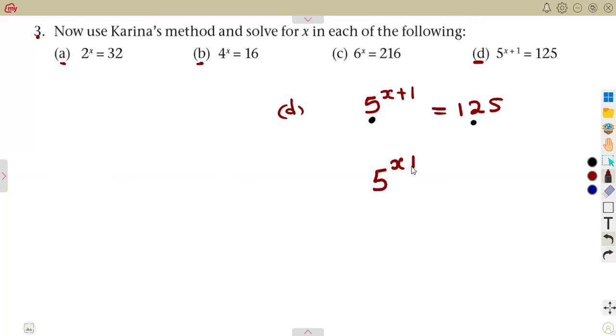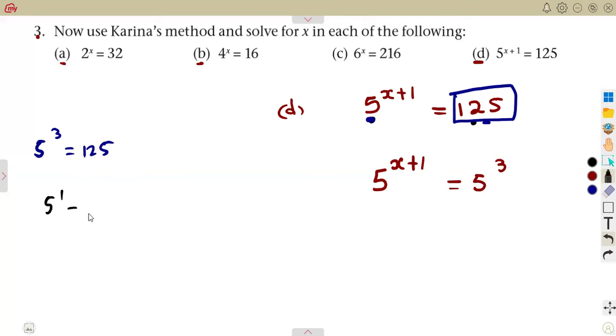5 raised to the exponent of x plus 1 is equal to. Can we write this 125 in the base of 5? Remember, 5 to the exponent of 3 is equal to 125. 5 times 5, 3 times. So in place of this 125, we can write it as 5 to the exponent of 3. Like I said, if you don't understand this, take your calculator, raise 5 to the exponent of 1, you're going to get a 5. Keep going until you get this 125, and you're going to see it was 5 to the exponent of 3.